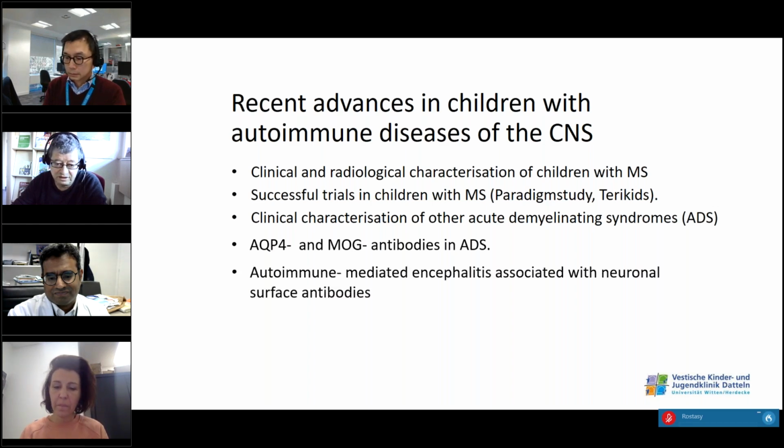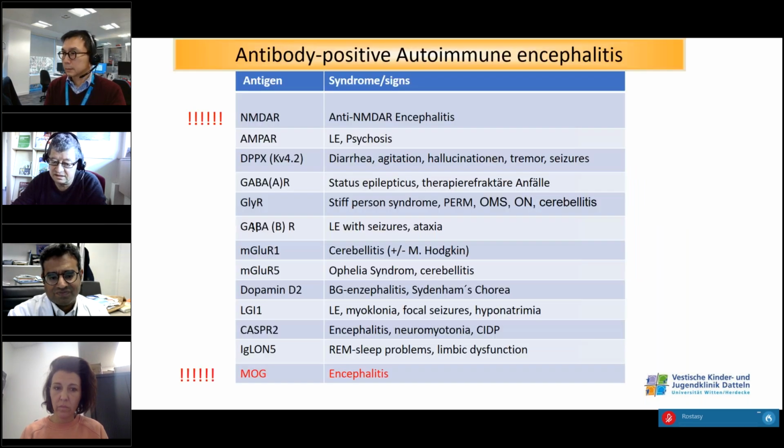There are new criteria, and the last point I would like to mention is that over the last 10 years a series of autoantibodies, especially attacking neuronal and glial antigens, have been described and have led to a completely new realm of diseases. To give you a highlight, this is a slide by Frank Leypoldt. You see here many different autoantibodies, and the list is not complete.